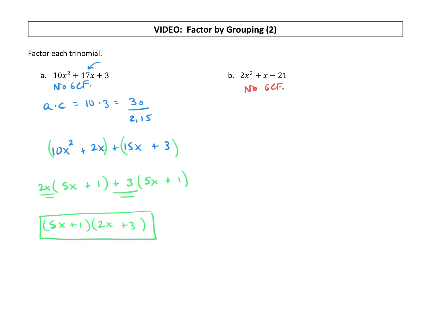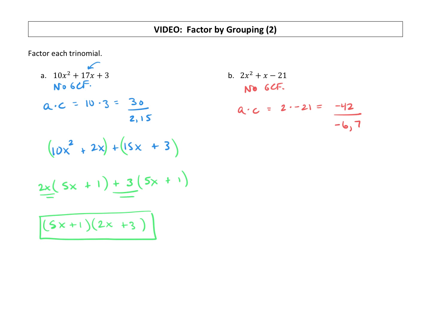And now we're going to factor by grouping. We do A times C. So our A value is 2 times our C value is negative 21. That gets us to negative 42. Now we're looking for factors of negative 42 that add up to this positive 1. So if you think through your factors of 42, we'll end up with a negative 6, positive 7. That adds up to positive 1.